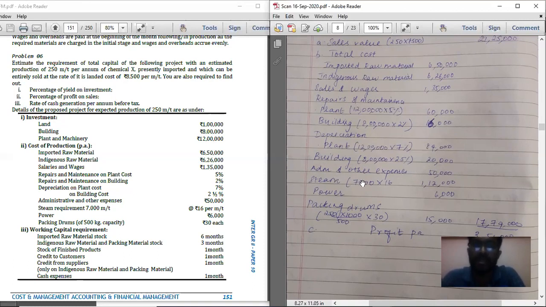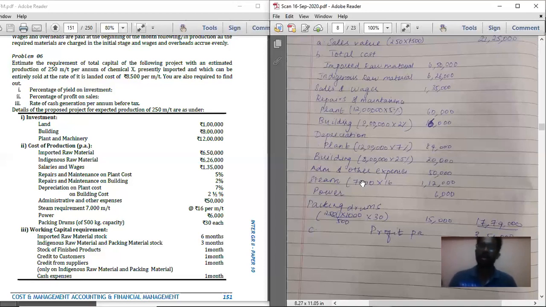And next, administration and other expenses. As I explained when we were discussing the question, if you are assuming this administration and other expenses as only administration expenses, then it forms part of cost of production. Whereas if you are assuming these administration and other expenses include selling and distribution expenses, then this 50,000 should not be included in the cost of production. So now in this sum we are assuming this other expenses includes selling and distribution expenses. So this 50,000 should be excluded.